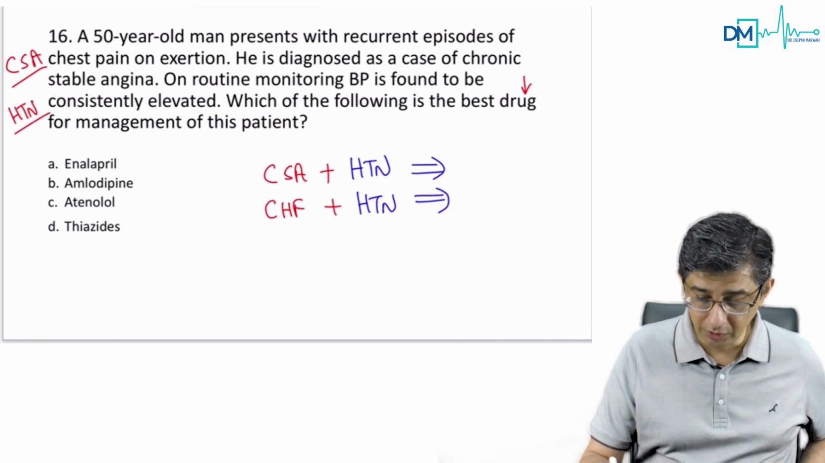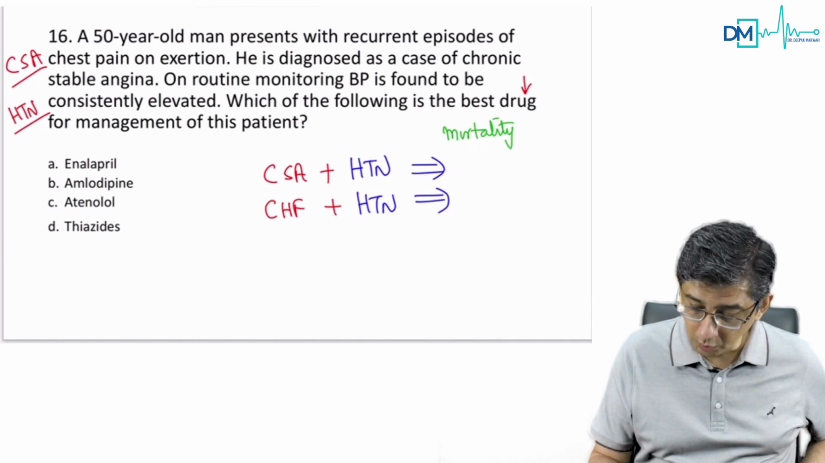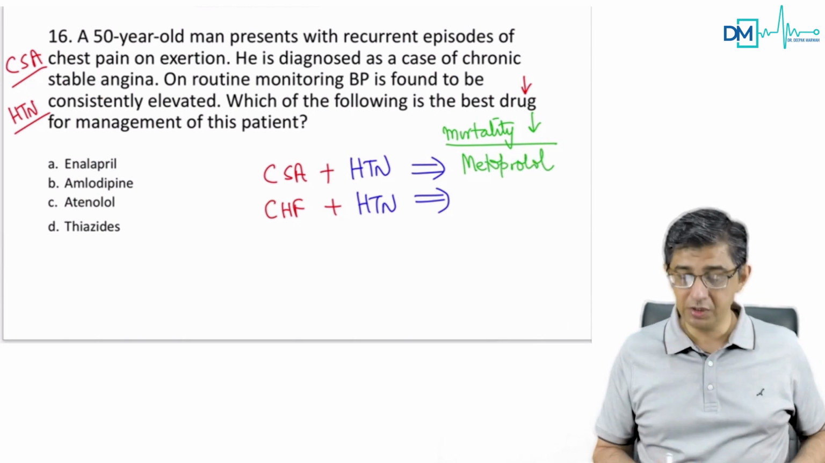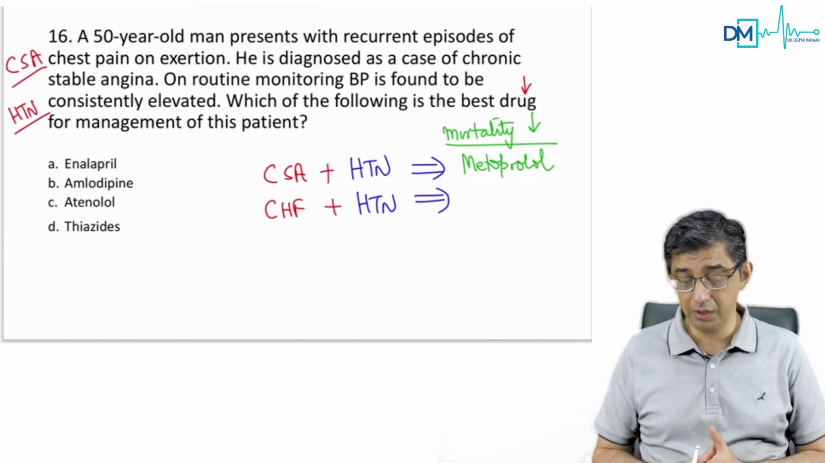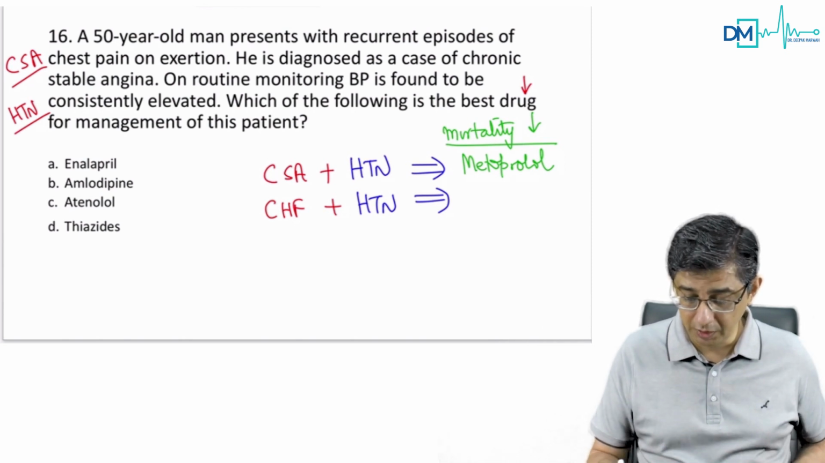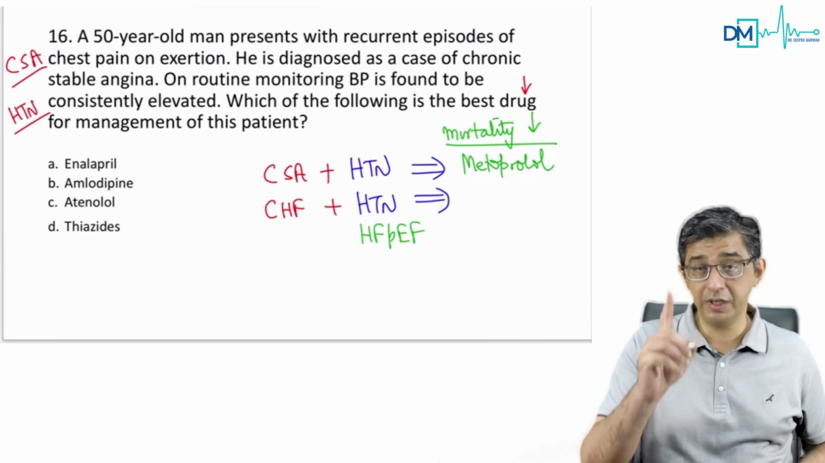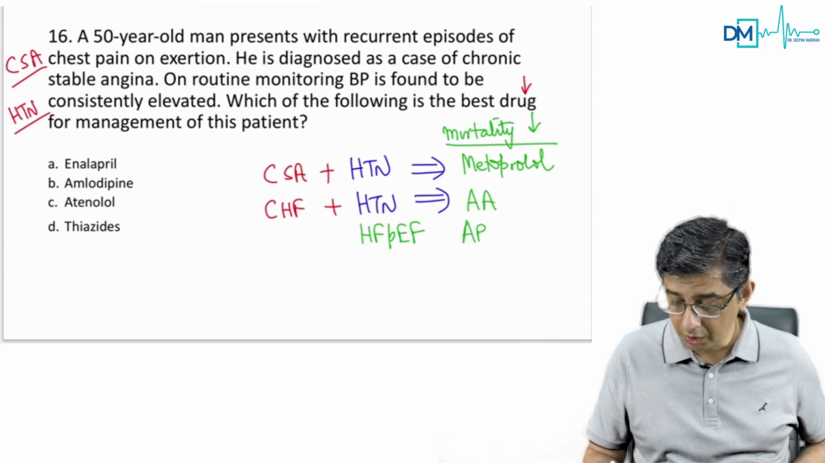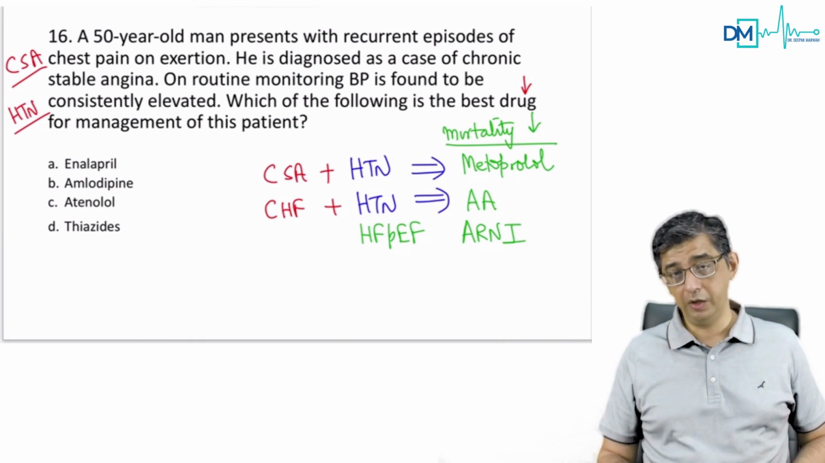If he specifically talks about which drug will reduce mortality in chronic stable angina, your primary answer is beta blockers, that is metoprolol. And if he talks about which drug will significantly reduce mortality in a congestive heart failure patient, then please appreciate that in a congestive heart failure patient, if it is heart failure with preserved ejection fraction, go through the CHF lecture, where I've talked about aldosterone antagonist and ARNI. ARNI would be aldosterone receptor antagonist, and then neprilysin inhibitors.